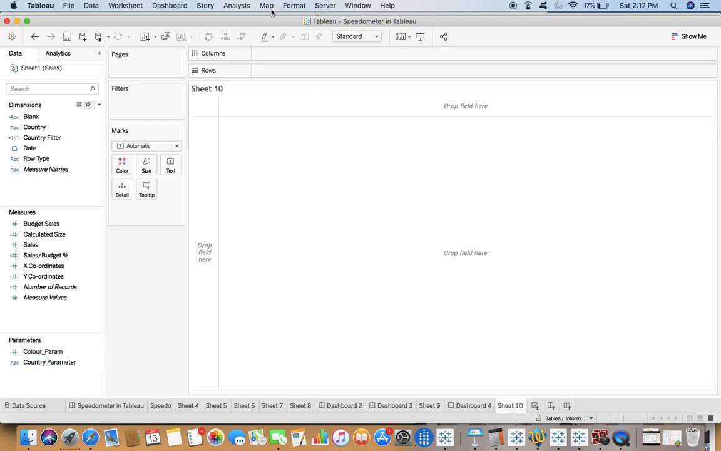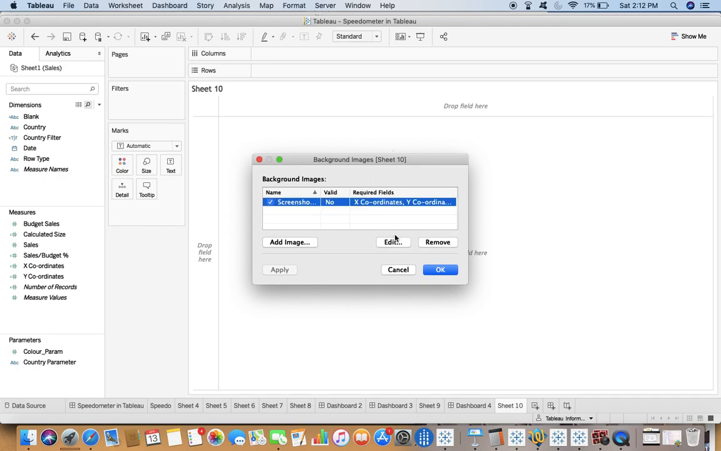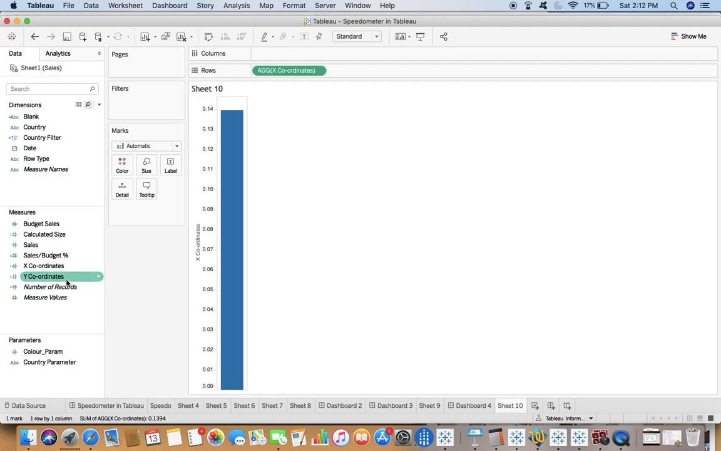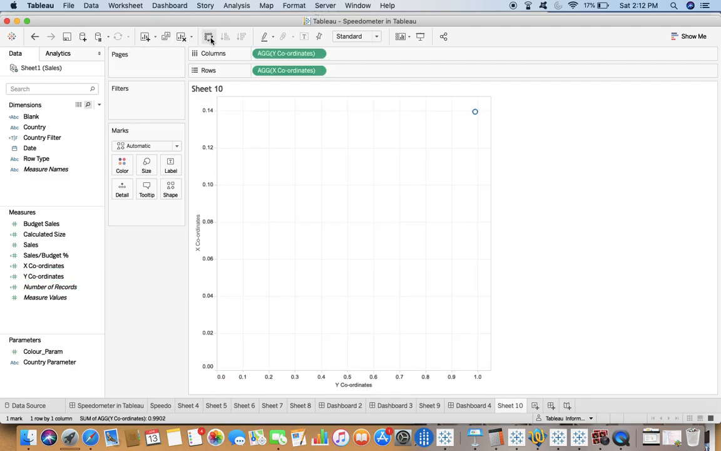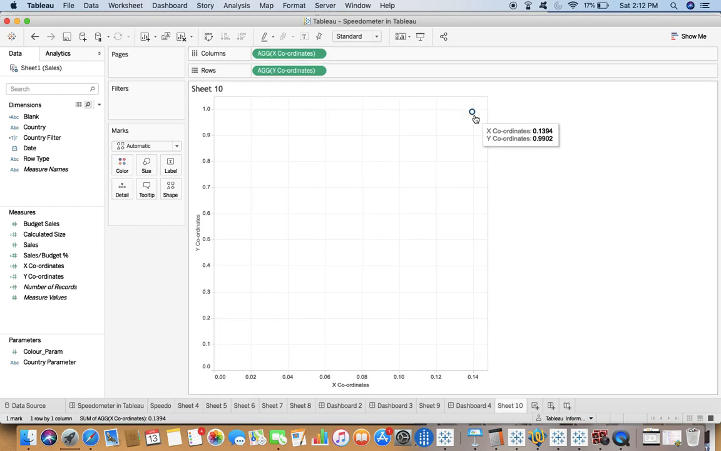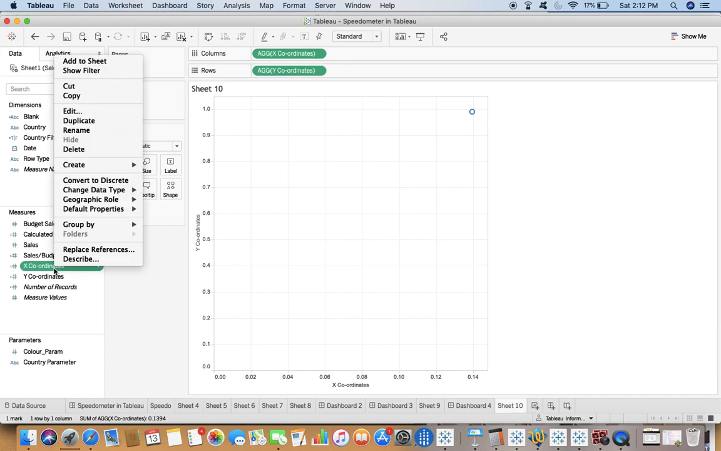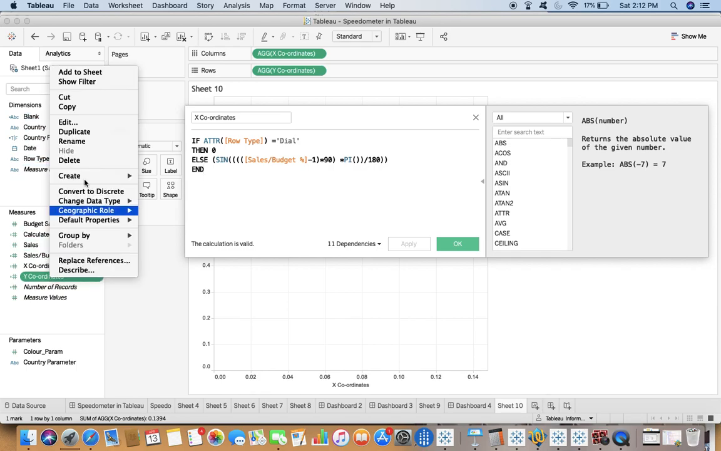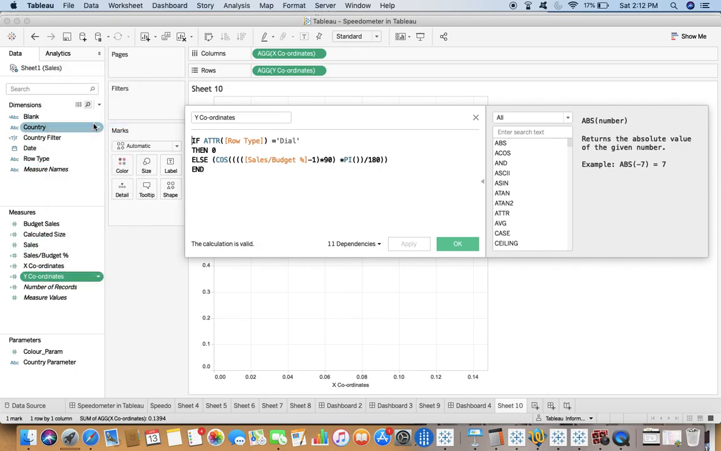So first of all, I'll just kick out this image so that I can show you from the scratch. So we don't have anything now. We only have X coordinate, Y coordinate. Let me swap this to make more sense. So we have X coordinate, but you need to understand the X coordinate and Y coordinate. Remember that the if part for both the calculations of X and Y coordinate are the same.